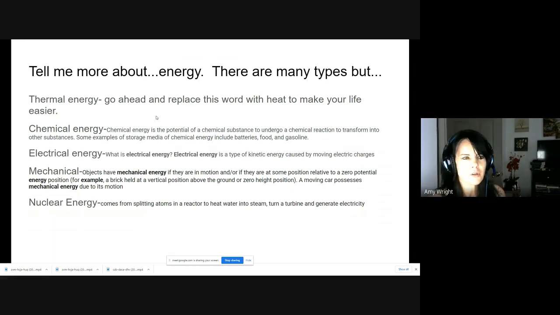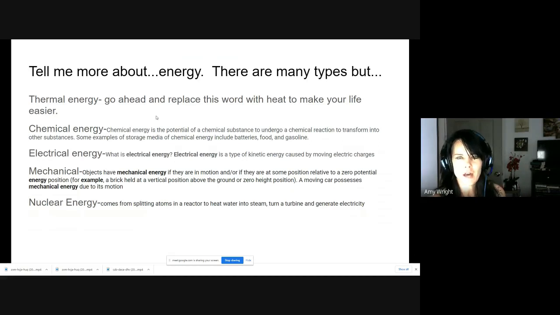So chemical energy is exactly what it sounds like. It's chemicals, right? Chemical energy being released by chemicals. Now, this includes something like food, because food is technically chemical energy, right? Gasoline, batteries. Chemical energy. Electrical energy: electrical things, lightning, a light bulb, electricity, right?